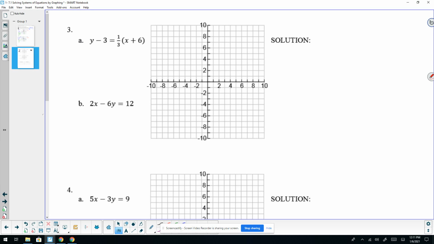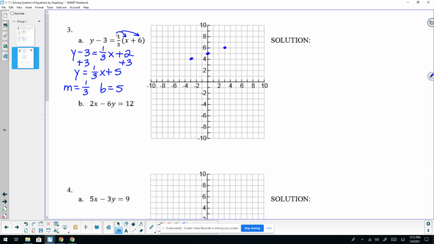Again, 3a and 3b are not in slope-intercept form. So the first thing I need to do is distribute. Y minus 3 equals 1/3 x. 1/3 of 6, basically 6 divided by 3, is +2. You can add 3 to both sides. So y equals 1/3 x plus 5, meaning my slope then is 1 over 3, and my y-intercept is 5. So I go ahead and start at +5, up 1, right 3, down 1, left 3.